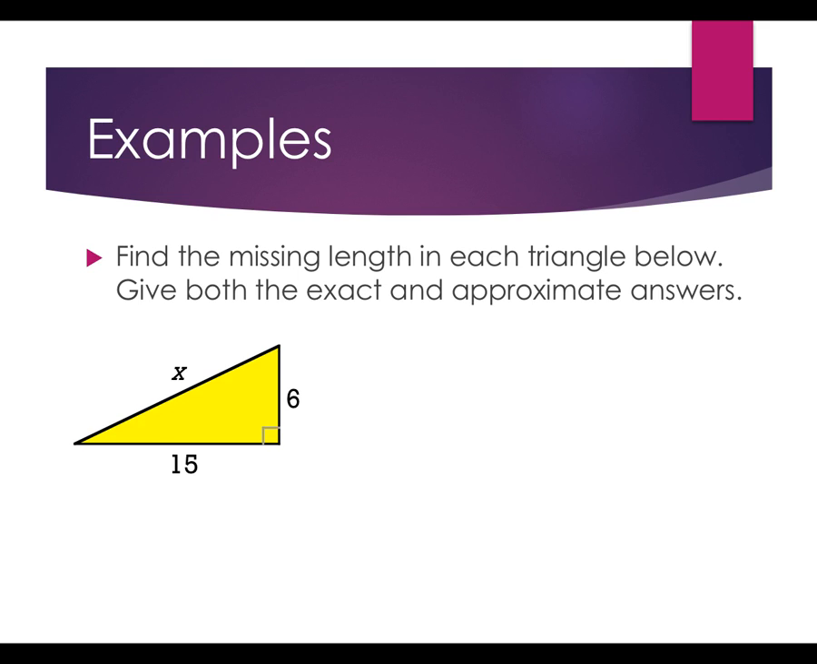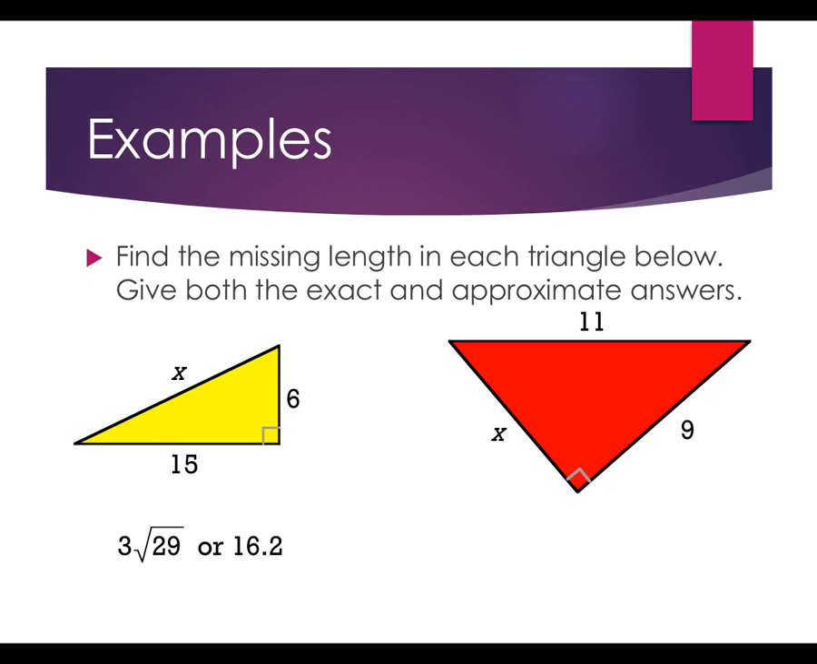16.16. Yeah. How about your exact answer, Grace? 3 square root 29. 3 times the square root of 29. What was the answer before you simplified it? Square root of 261. Yes. Okay, and so 9 goes into that, and then you got 3 square root of 29. Good. Any problems with that? x is the hypotenuse, so 6 squared plus 15 squared equals x squared. Okay, beautiful. Solve that one.